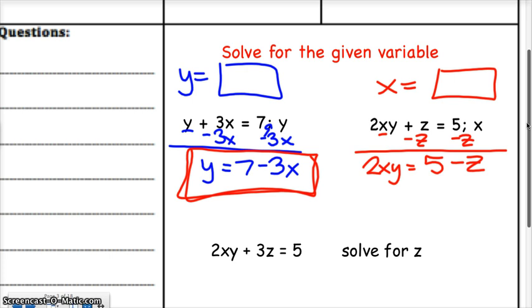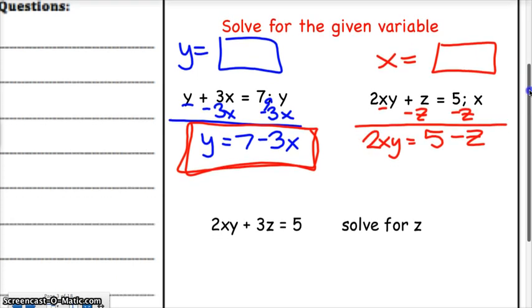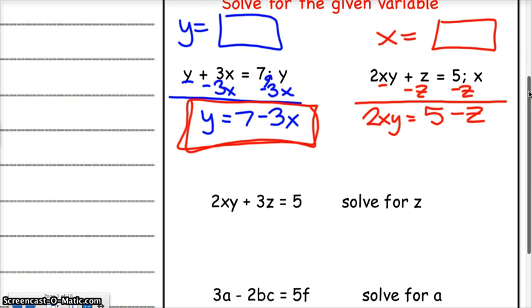Now again, I want to get my x alone, so now I move what's sticking to it. What's sticking to my x? 2y. How am I going to move it? Divide it. Divide by 2y. If I divide the left side by 2y, then I need to divide the right side by 2y.